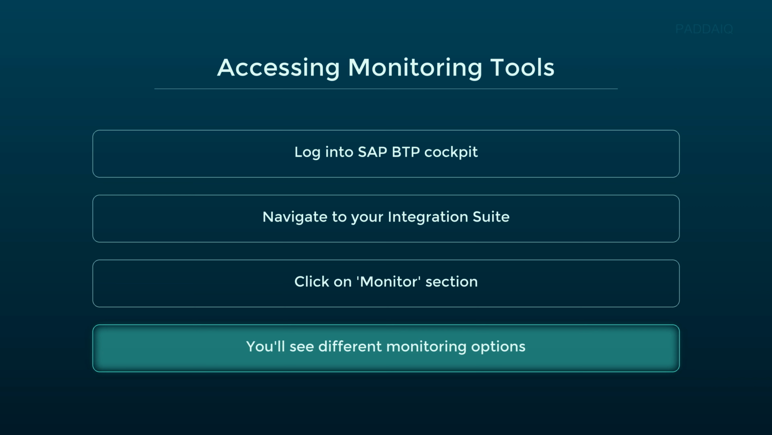You will see different monitoring options. This means SAP BTP provides multiple tools to track your application's health and performance. For instance, the Cloud Foundry environment has its own monitoring dashboard separate from the Camel runtime. Each tool gives you tailored visibility into how your services are running.